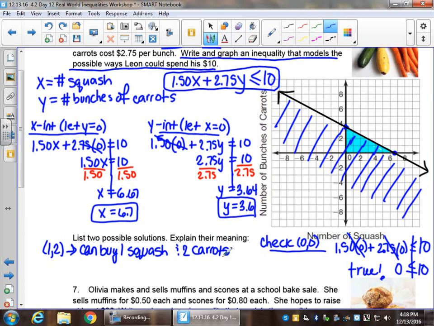If you chose something on the edge or were asked something like, if he chose to buy 1 squash, what's the most number of bunches of carrots? Well, 1, 3 looks like it would work, but anything on the edge requires a check. So if you chose to say 1, 3, that's fine, but because it's on the edge, I would expect to see a question mark and then do the check.